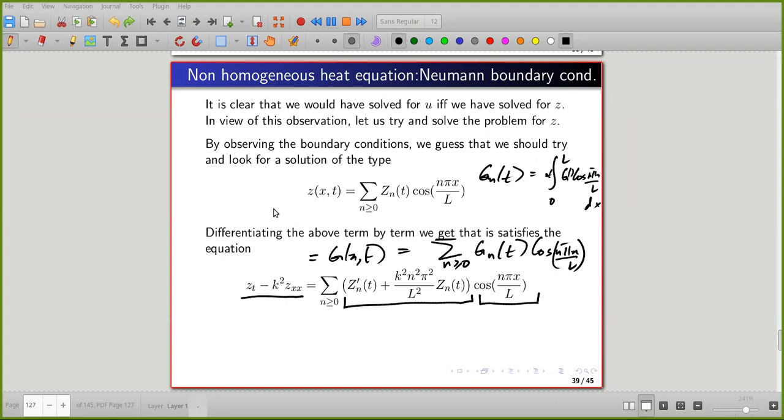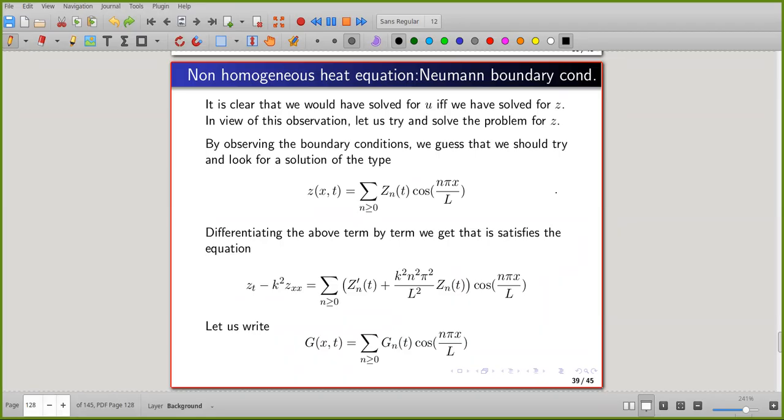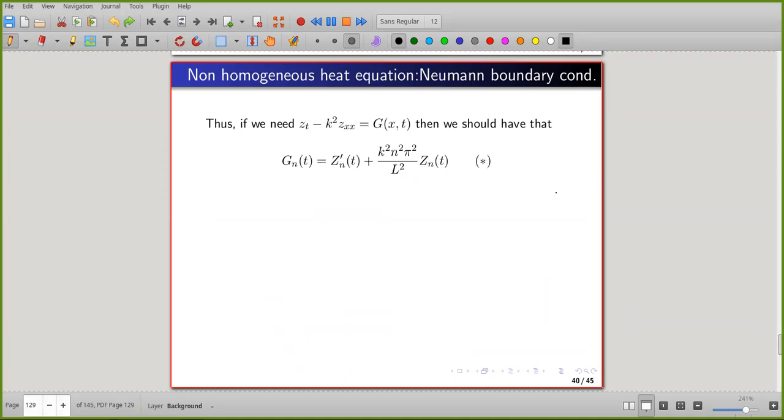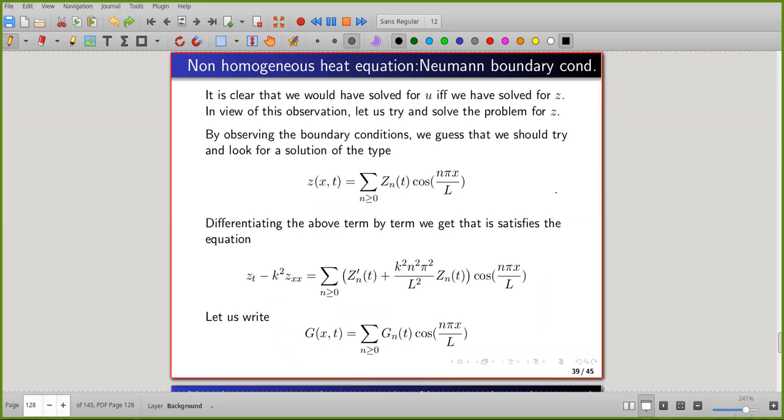So we want these coefficients to be equal, right? This should be equal to g_n(t). So this g is given to us. Therefore, we know these Fourier coefficients g_n(t), which are by definition given by this integral. So let's write g as this thing, and then we have to have that the Fourier coefficients are equal. These two have to be equal.